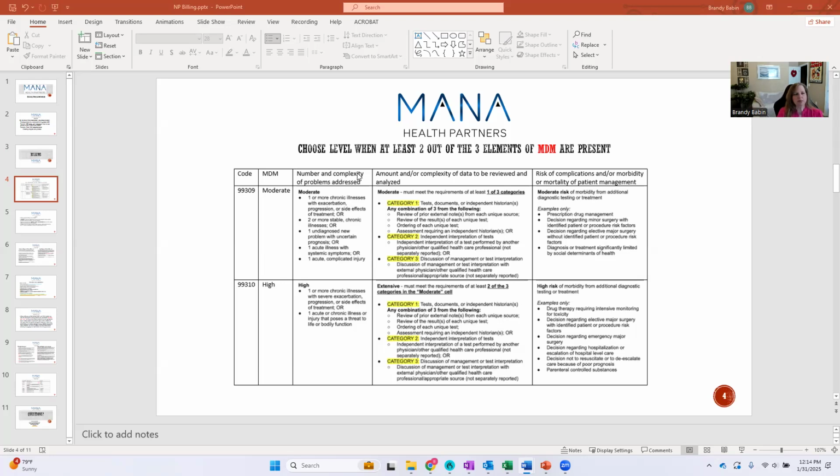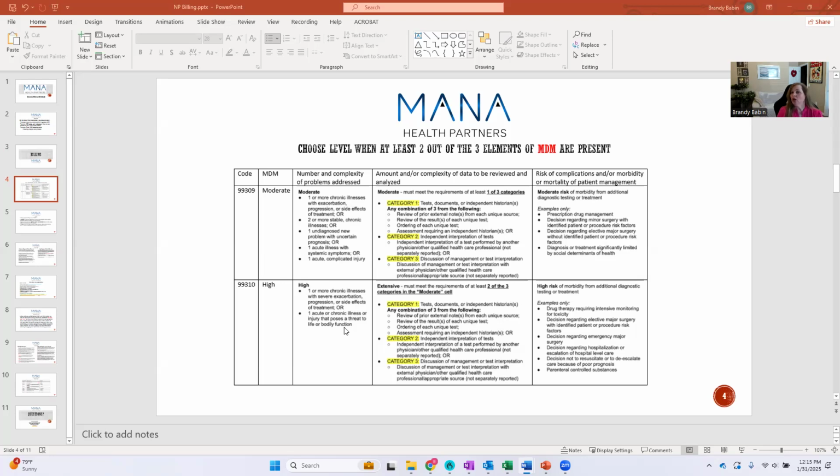So under the number and complexity of problems addressed, that would be one or more chronic illness. And that illness is going to have either an exacerbation or a progression or side effects of treatment, or an acute or chronic illness that poses a threat to life or bodily function. So a chronic illness that is having progression would be diabetes. Your A1C is getting worse. Your blood sugars are getting worse. A chronic illness that poses bodily function problems.